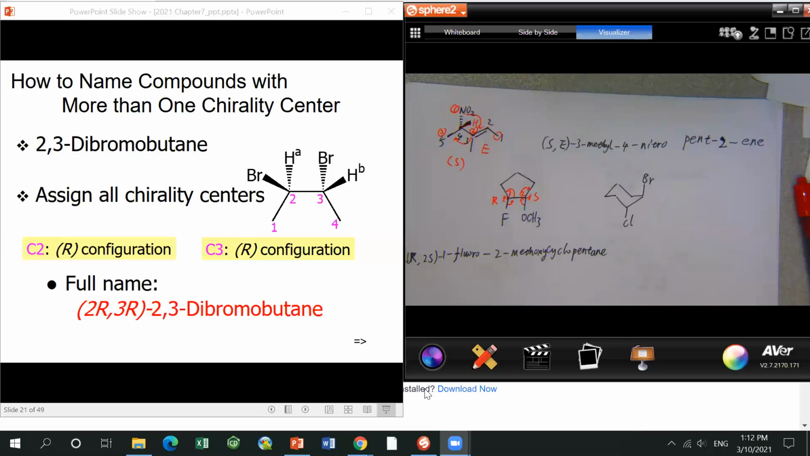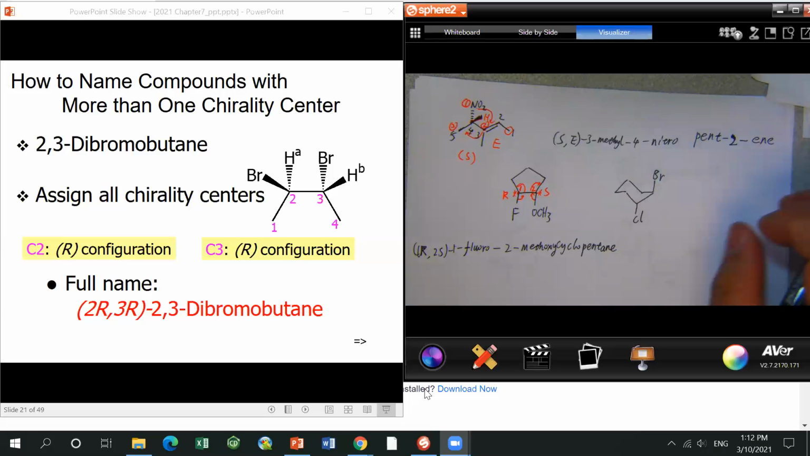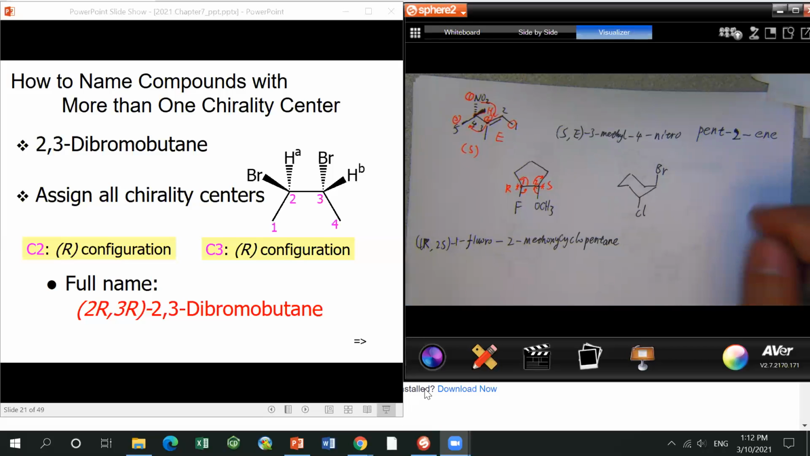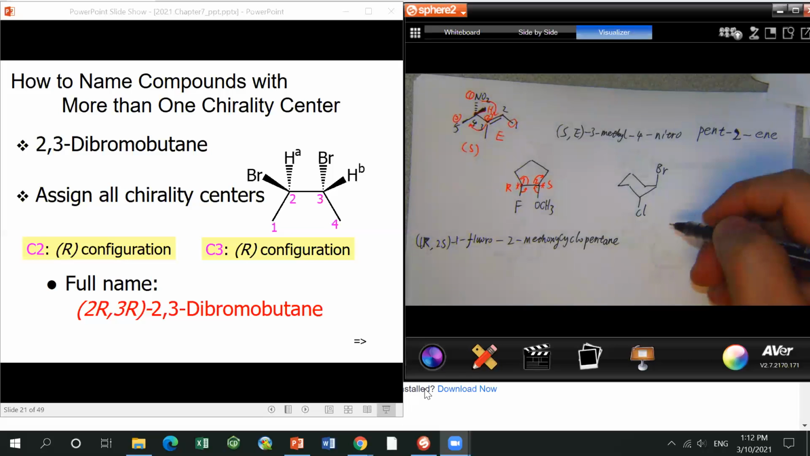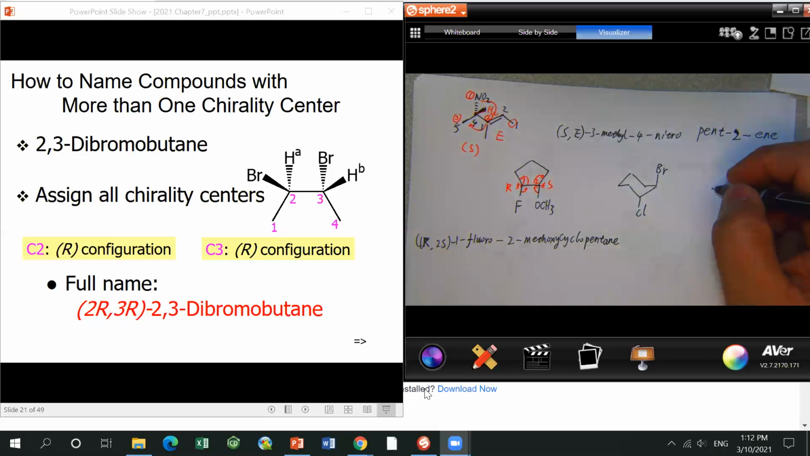Then we move to this one, the cyclohexane. Here is one tip for you: whenever you see this kind of chair conformation, you can convert it to a wedge-dash structure. That is much easier for naming and assigning stereochemistry. Here, bromine going up means a wedge bond, and chlorine going down means a dash bond.